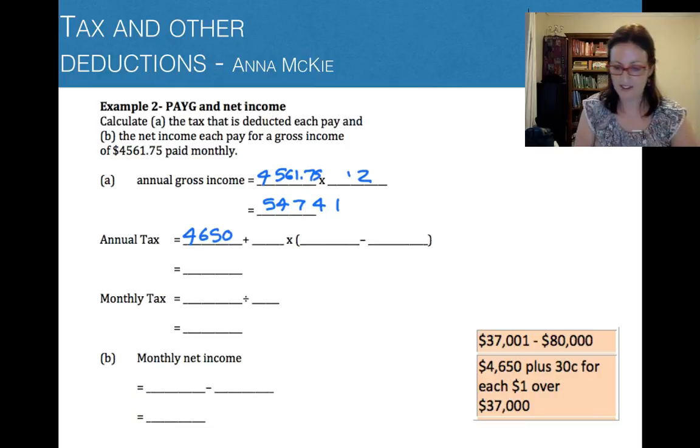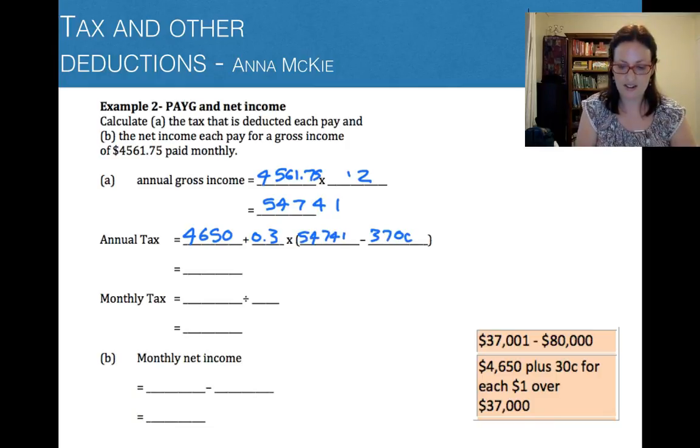$4,650. And then it says plus. So you do a plus sign. 30 cents now. So putting that as a decimal, 0.3 or 0.30 multiplied by every dollar over 37,000. So first of all, we have to work out the difference. We had the $54,000 here and work out how many dollars are over 37,000. So the biggest number, take away the smaller number.